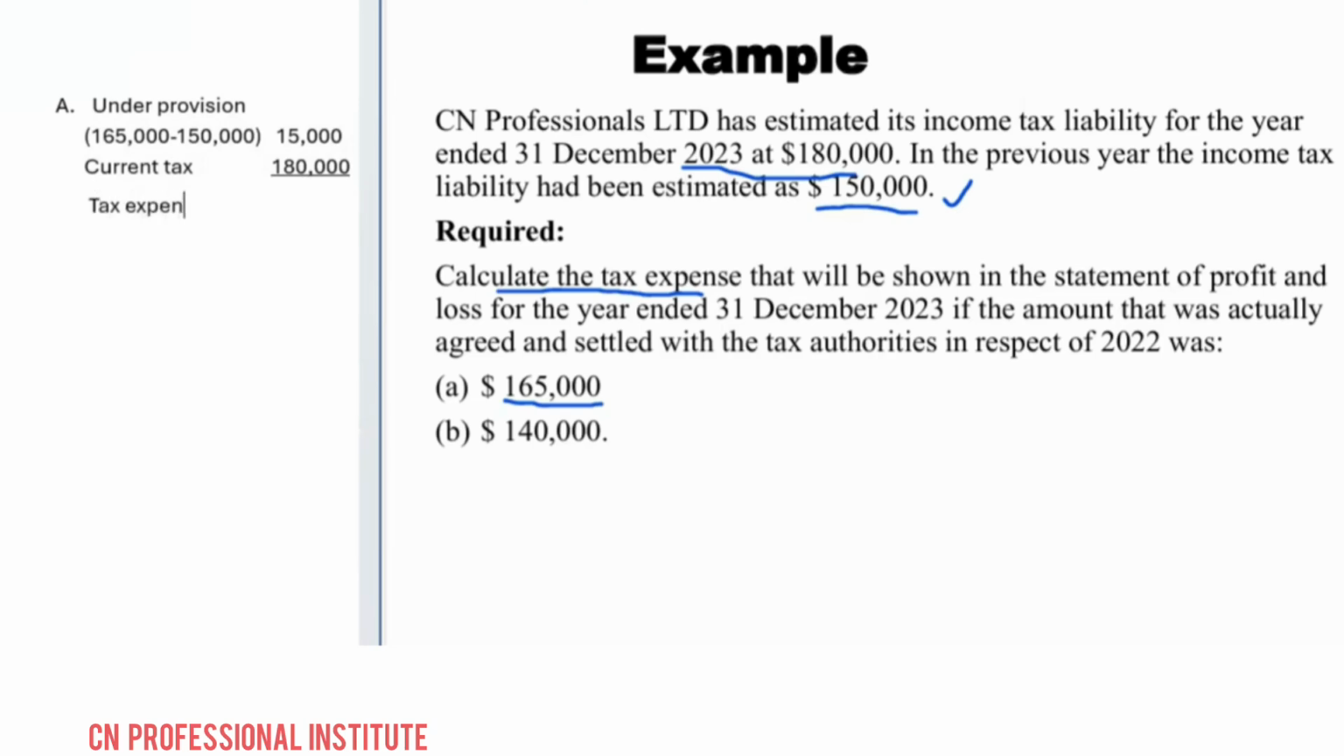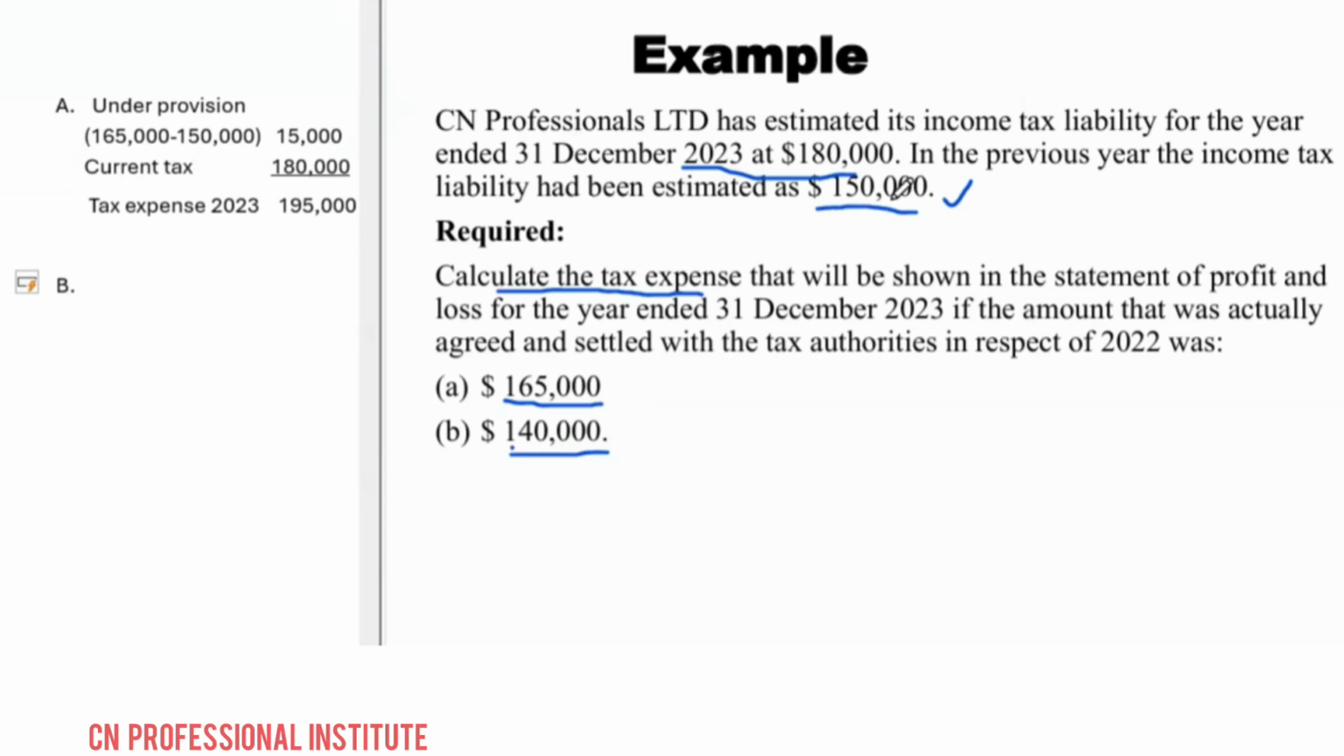okay, and the tax expense for 2023 will be 195,000, right? So that's it. We are done with the A. Let's try B. B is saying, with the same preamble, but in this case, the amount agreed with the tax authorities was 140. So it's the same thing.